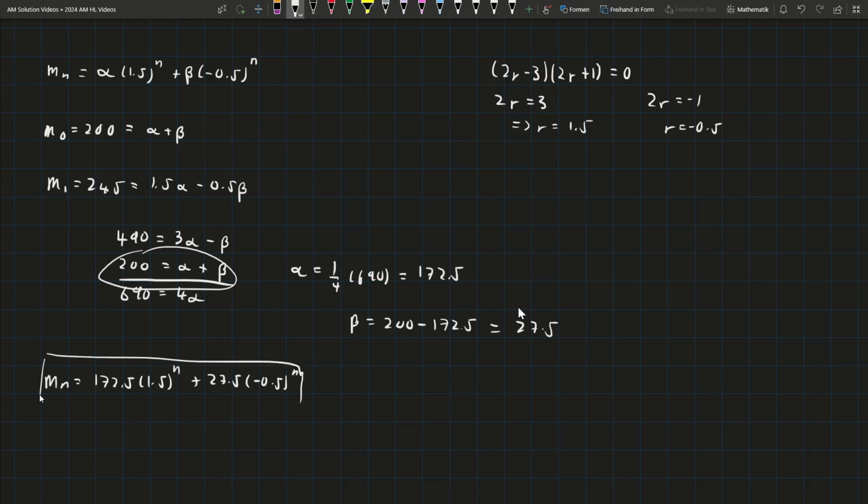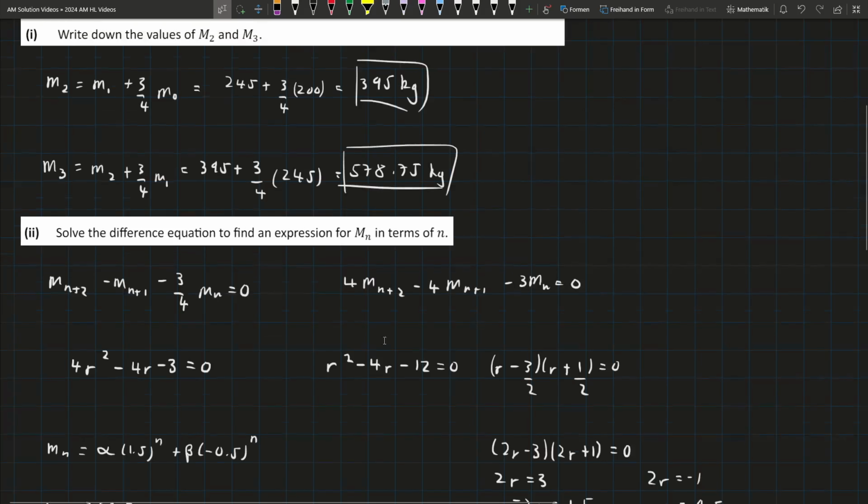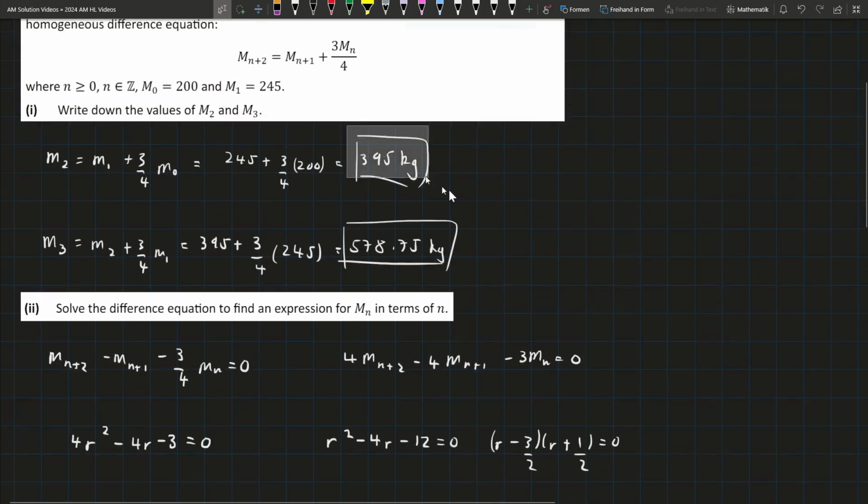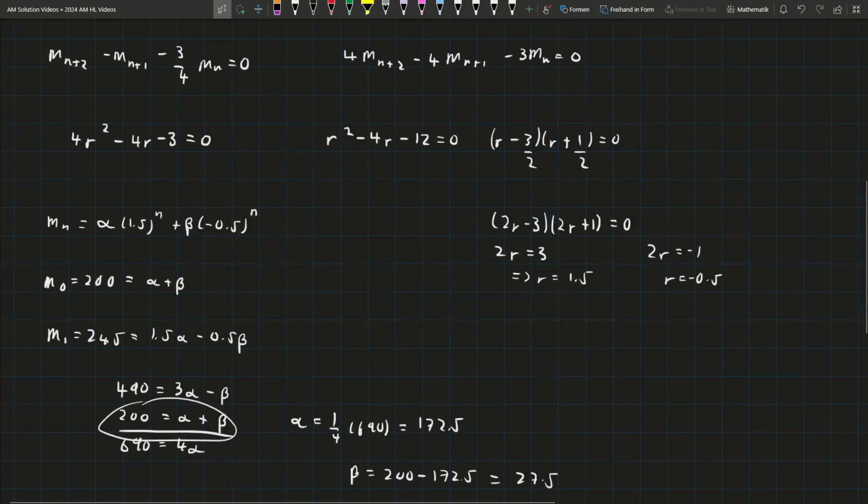You can check that if you want. You can plug in n equals 3 and 4, or n equals 2 and 3, sorry, see if you get the same thing as here, and you should. That's how you can check.